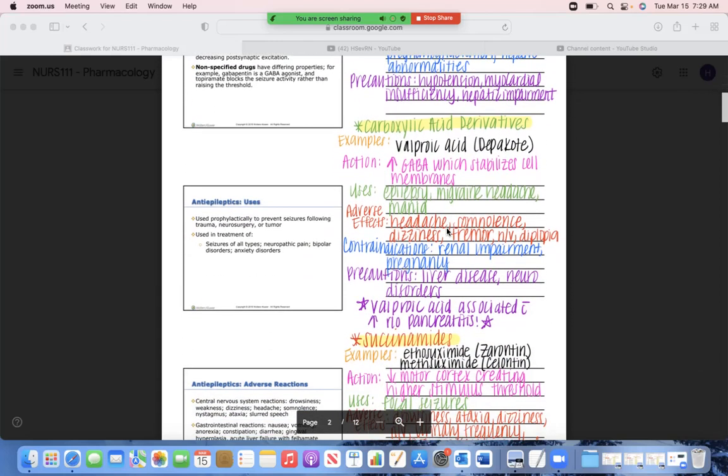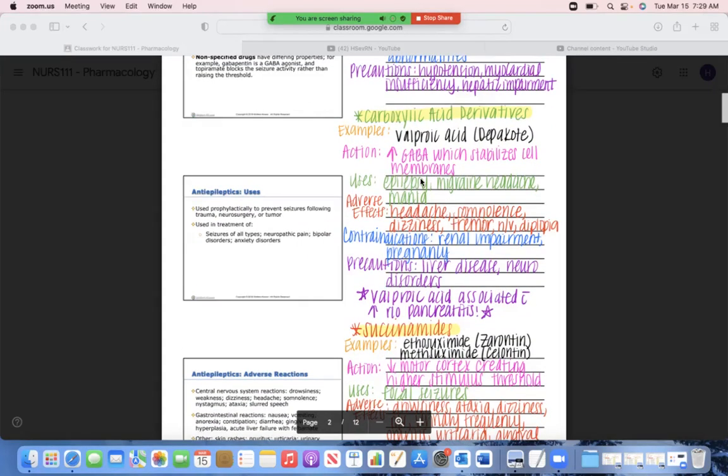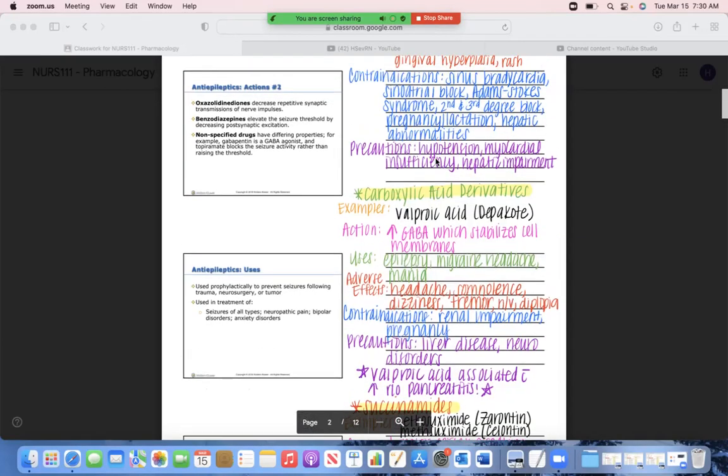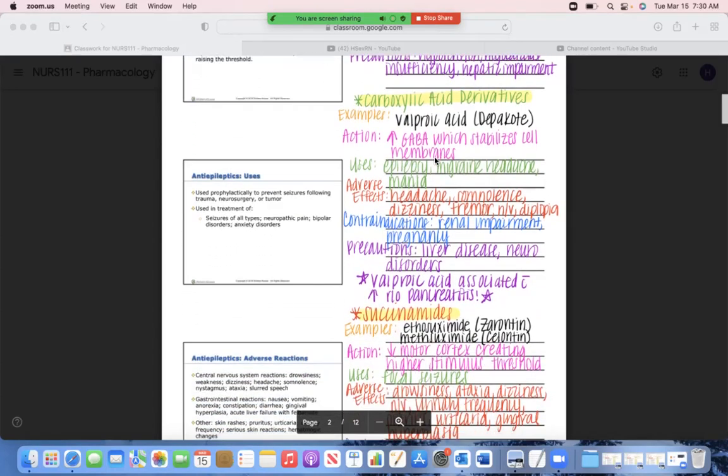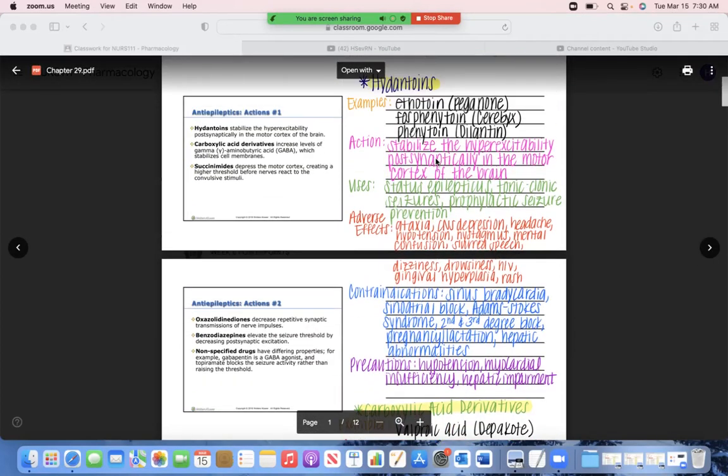Next category, carboxylic acid derivatives. Big one here, Depakote, valproic acid, Depakote. These actually increase GABA, right? GABA is that really, really long substance that we find in the brain, right? That helps to stabilize the cell membrane.